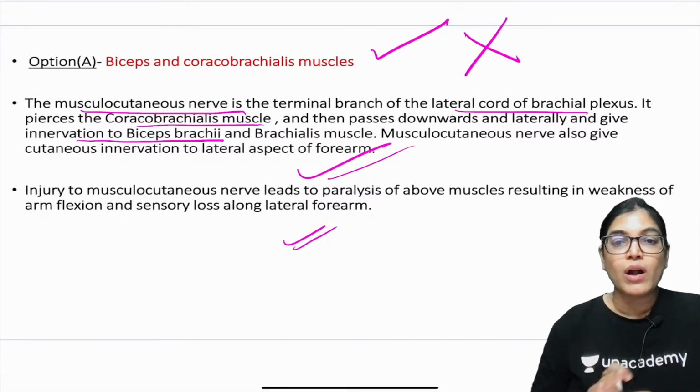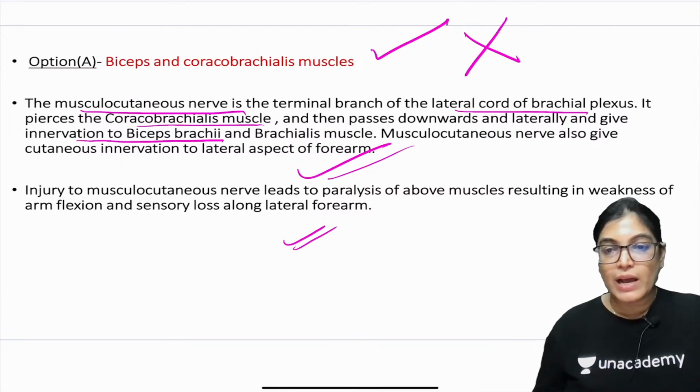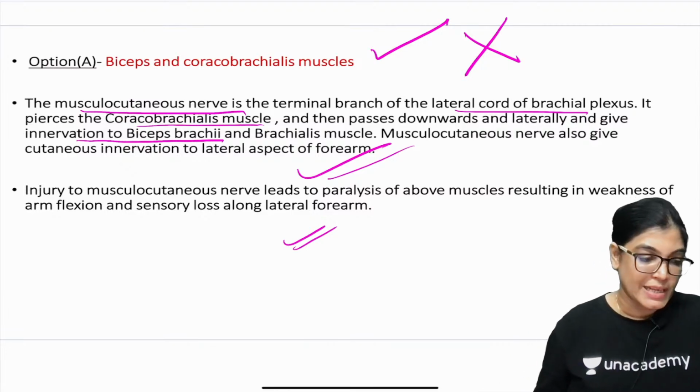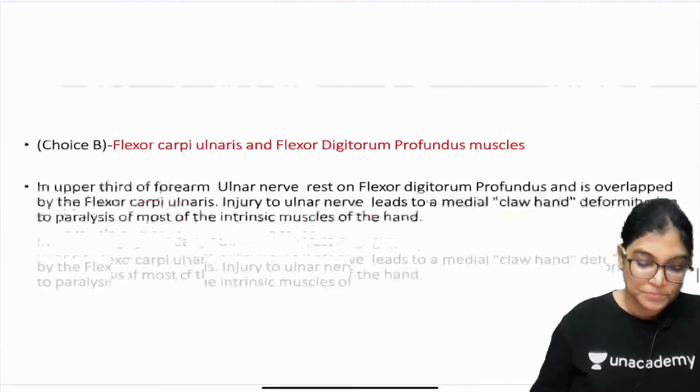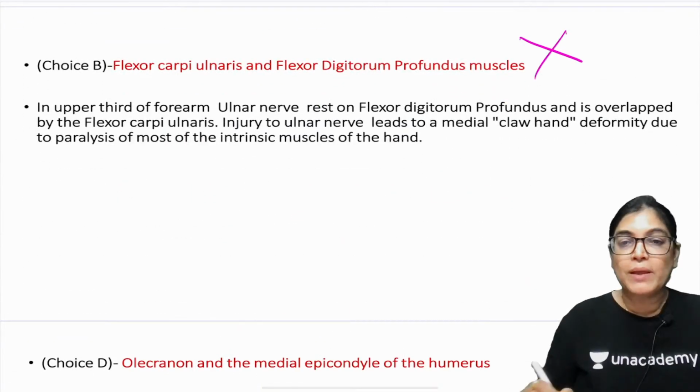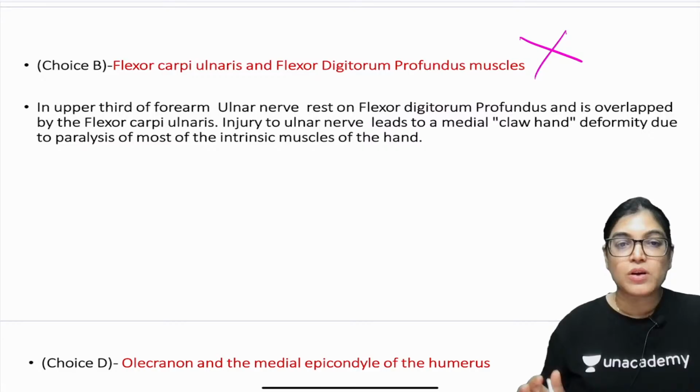So this course is not for the median nerve. Biceps and coracobrachialis is the course for the musculocutaneous nerve. So it can't be the correct answer. Option B, which many of you also answered, actually this is also not right.